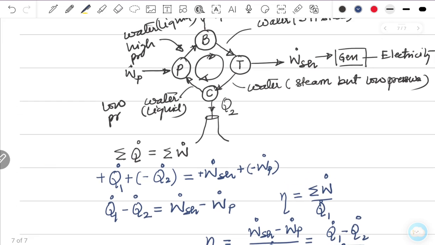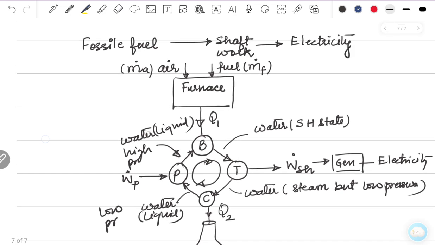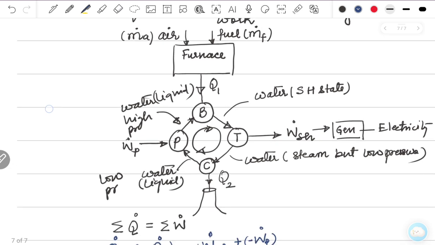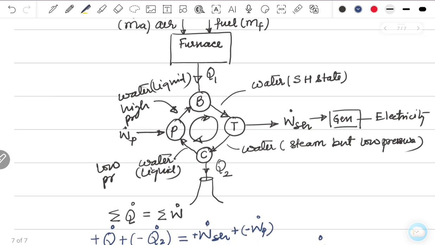So now you know in general how energy interaction takes place in a steam power plant, and what the basic building blocks of a steam power plant are. In the next lecture, we will start from here itself and learn about the Rankine cycle. So in this lecture, till this point only, thank you very much.